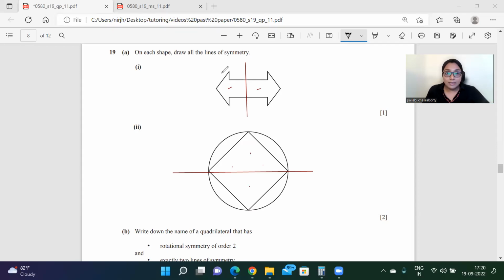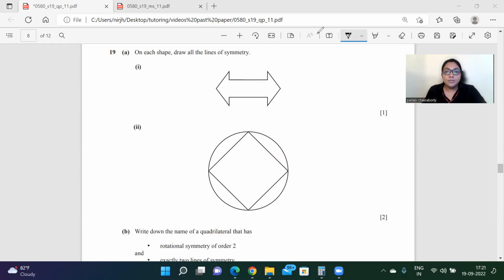Let's talk about any more lines if possible. Yes, we do have one line like this. If you're getting confused, let me remove the previous one. So when it is like this, you see there are 2 parts which are symmetric to each other. And again, we have another line like this, where you have 2 parts which are symmetric to each other. So in total, we have 4 such lines of symmetry in this particular figure.